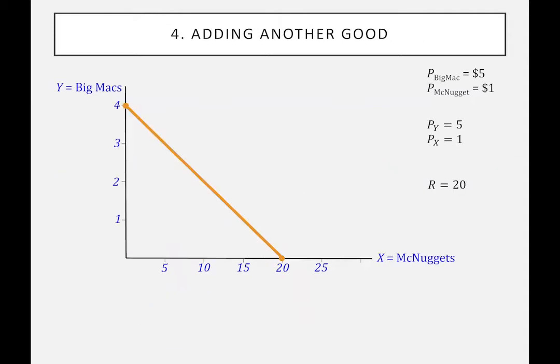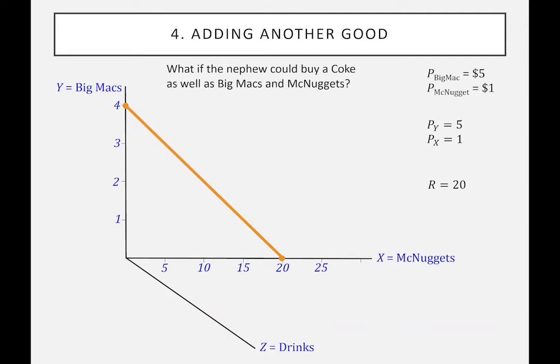Next point: what happens if we add another good? You can go to McDonald's and you can buy Big Macs, you can buy McNuggets, and let's say, for example, he can also buy a drink, let's say a Coke. So how would we illustrate this on the graph? Well, what we'd have to do now is add a third axis. You notice now we've got 3 goods, so it's a 3-dimensional object. Here I call it Z for drinks, for Cokes.